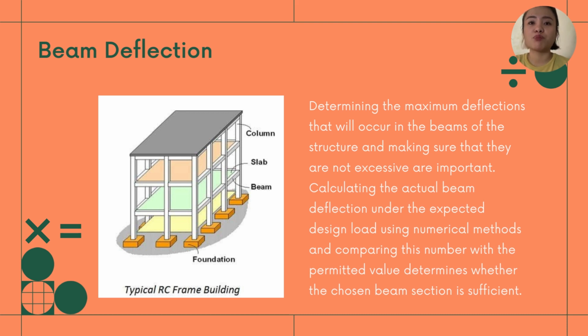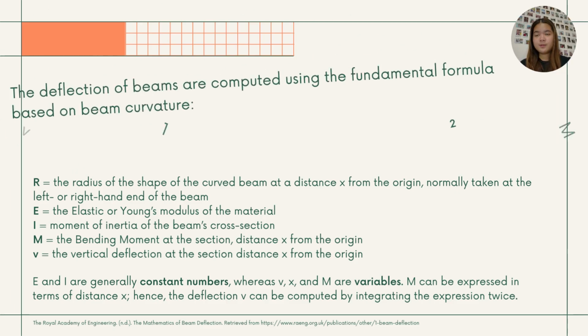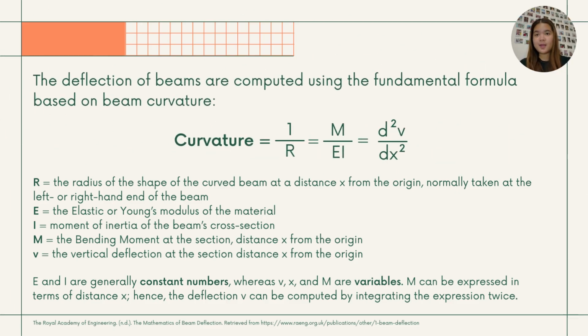Determining the deflections of beams can be done using a variety of analytical methods. The differential equation that relates the deflection to the bending moment is a common one. The deflections of beams are computed using the fundamental formula based on the beam curvature. Curvature equals 1 over R equals M over E times I equals the second derivative of v with respect to x. R is the radius of the shape of the curved beam at the distance x from the origin, normally taken at the left or right-hand end of the beam.